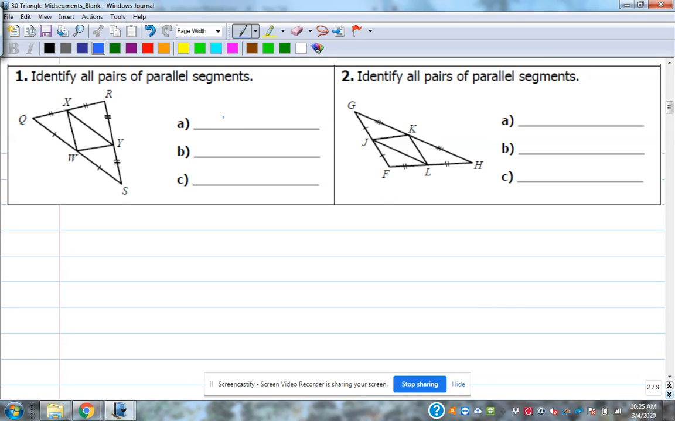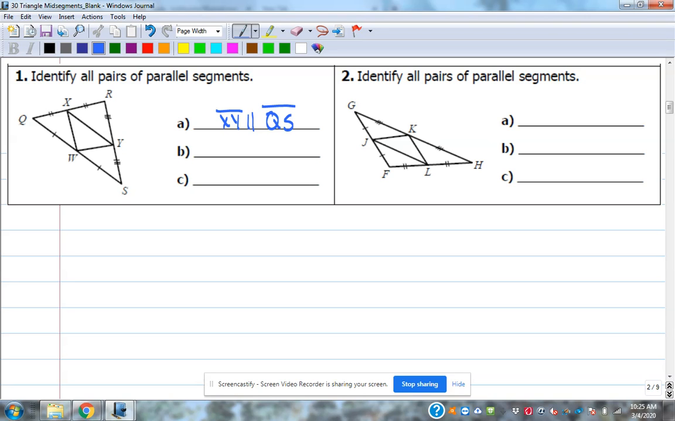XY, let's just start there. We'll just pick somewhere to start. Is parallel to what? QS. And the reason we know that is because we know XY is a mid segment because of the notation here. This is congruent, so that means X is the midpoint of that side. This is congruent, so Y is the midpoint of this side. So anytime it's a mid segment, it has to be parallel.